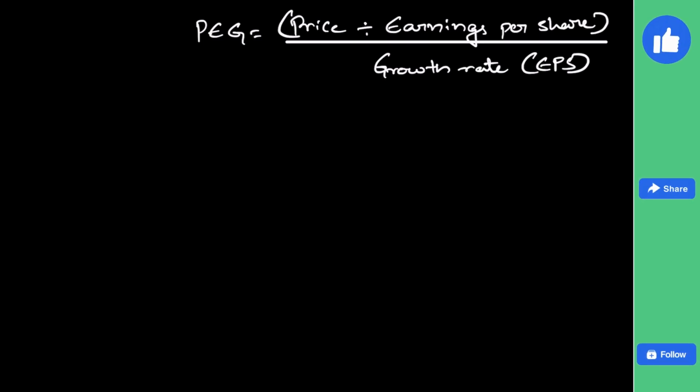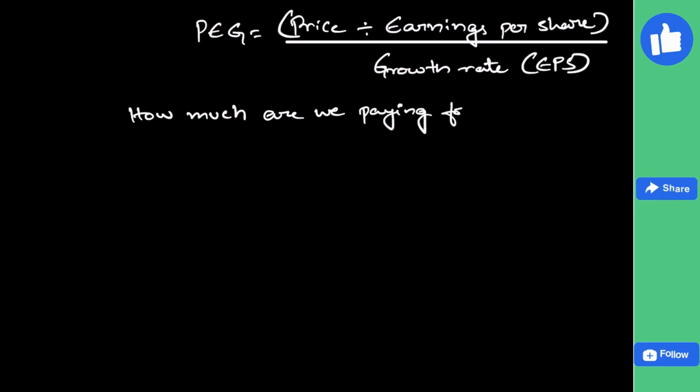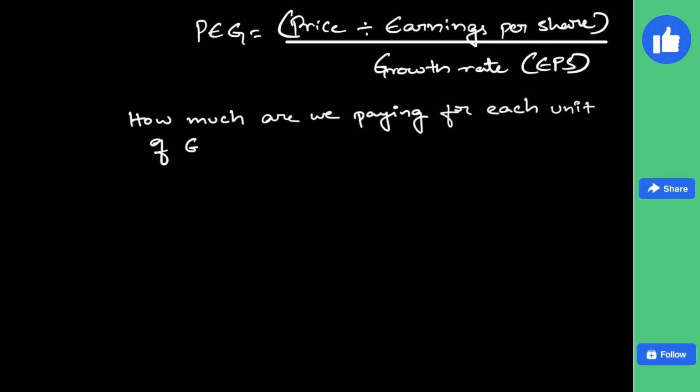Now what does PEG tell us? It tells us how much we are paying for each unit of the company's growth rate. So it tells us how much we are paying for each unit of the company's growth.